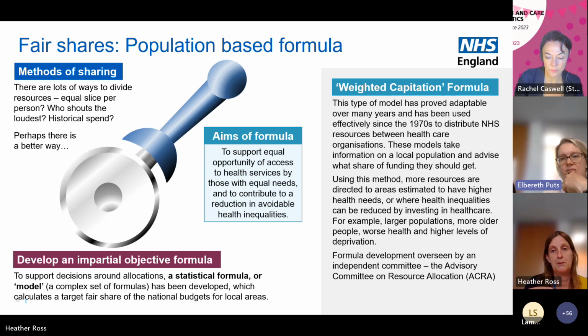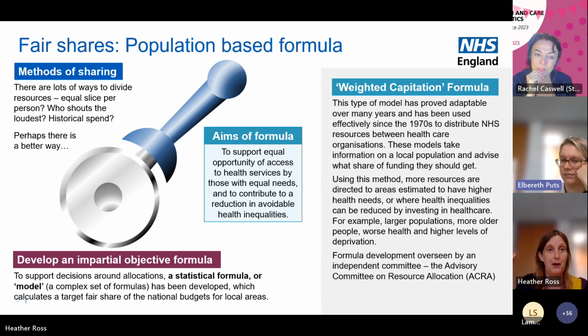So it gives us that distance and that overarching independent committee that makes the decision on any changes that are actually made, which will impact on the amount of money or how the money is distributed.